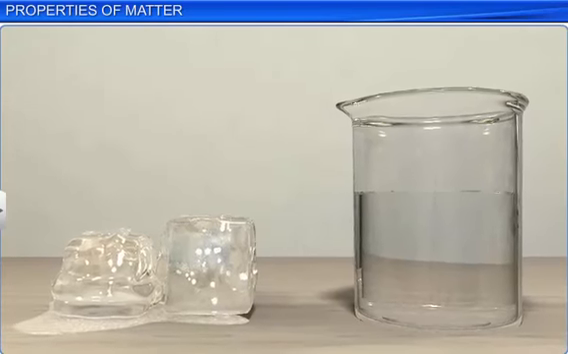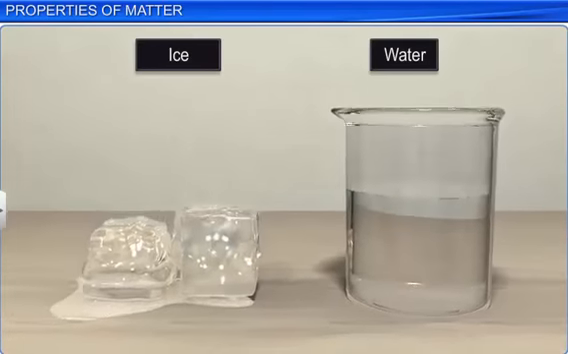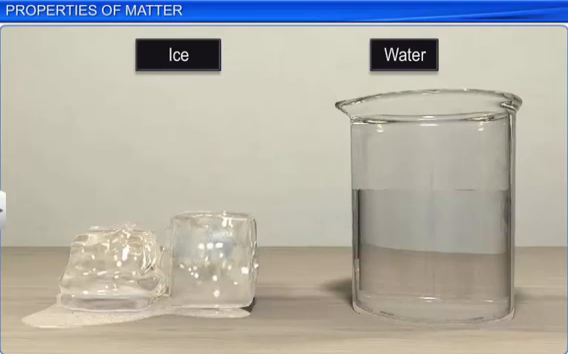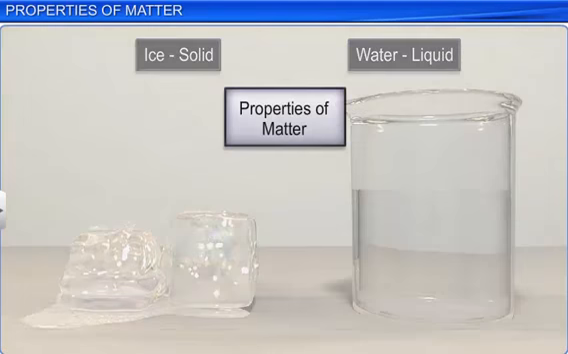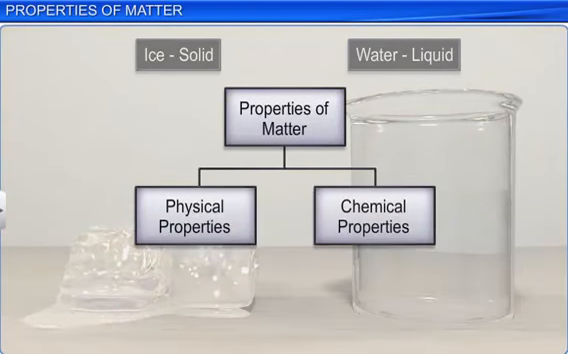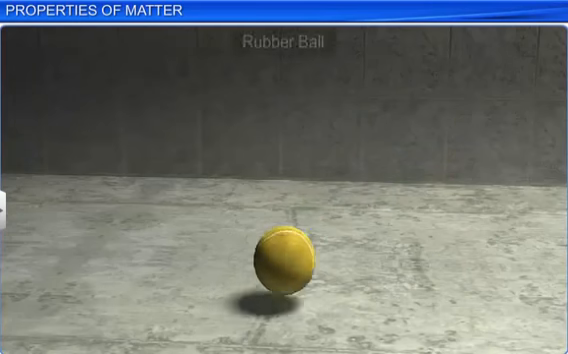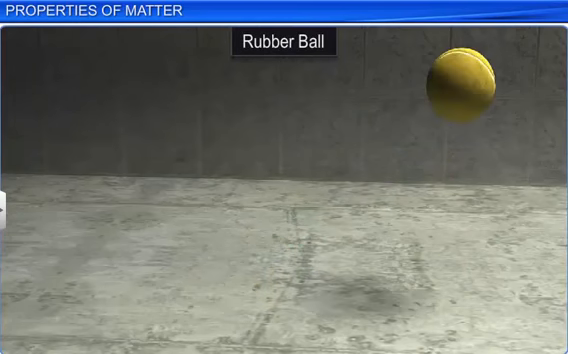As we learnt, matter is anything that has mass and occupies space. Every substance is made of matter and has unique properties. We can classify properties as physical and chemical properties. Let's learn about them. We have with us a rubber ball. Let's see how we can describe it.